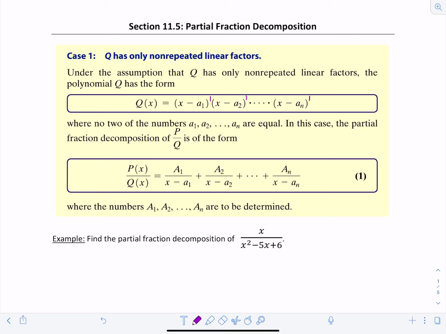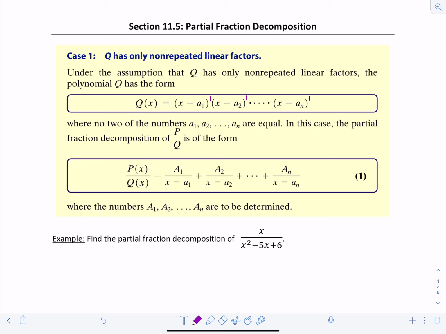So in this case, the partial fraction decomposition of P over Q is going to be of the form A1 over x minus a1, plus A2 over x minus a2, all the way up to An over x minus a sub n, where the numbers A1, A2, etc. are to be determined. That's what you're going to solve for. I usually use A's and B's or ABC instead of subscripts on the A's, but it's up to you.